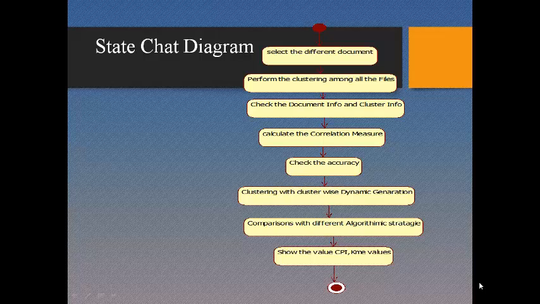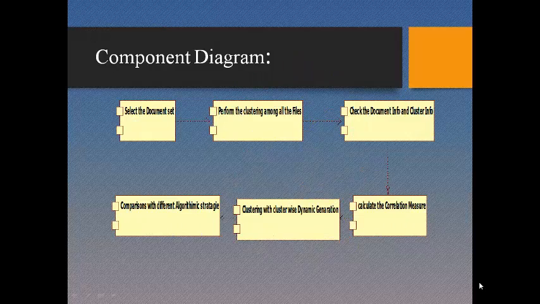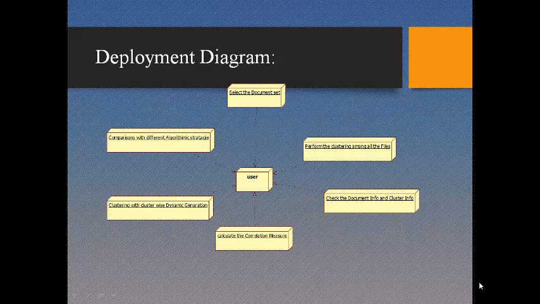The state chart diagram starts with the state and ends with the clustering of documents. Select the different documents, perform the clustering among the files, check the document info and cluster info, calculate the correlation measure, check the accuracy, clustering with cluster-wise dynamic generation, comparisons with cluster algorithm strategy, show the CPI value and K-means value. Activity diagram is as shown. Component diagrams, various components are placed. Deployment diagram.